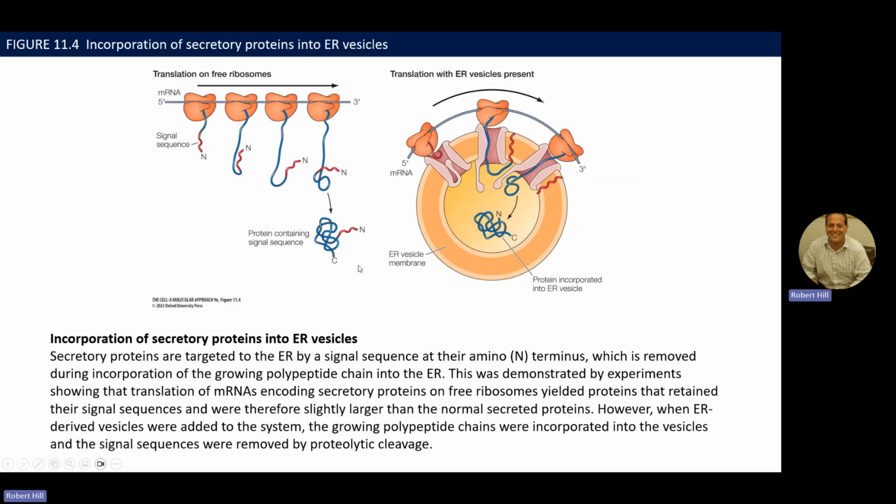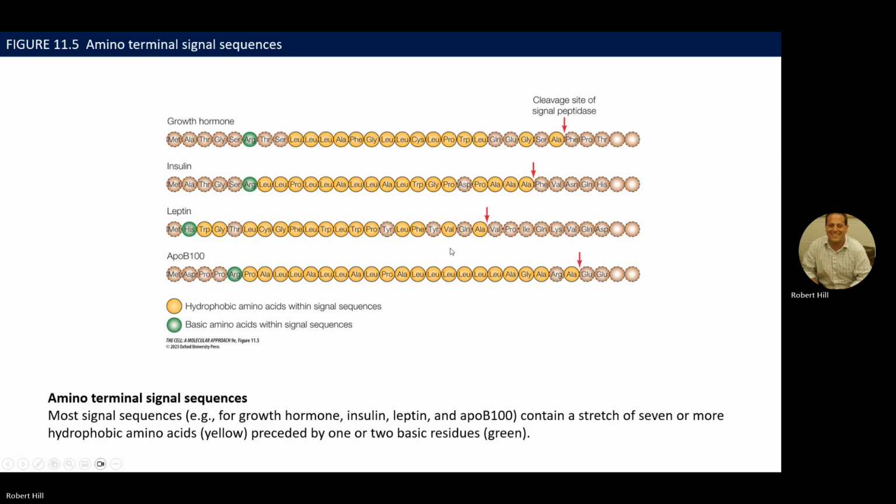Think about what could happen here. Think about what this figure is showing you. So the sequence is going to interact with the membrane. It's going to temporarily get stuck in the membrane of the ER, right? So hydrophobic amino acids associate with phospholipids.